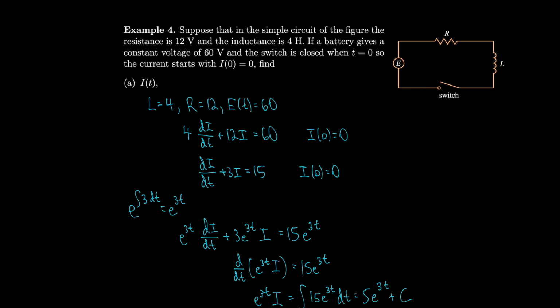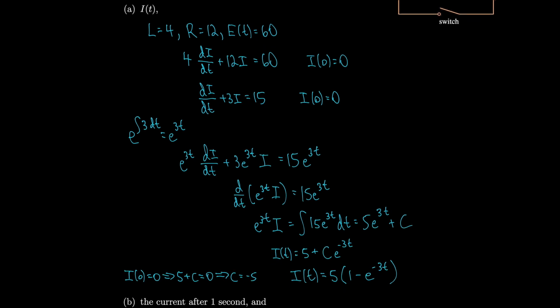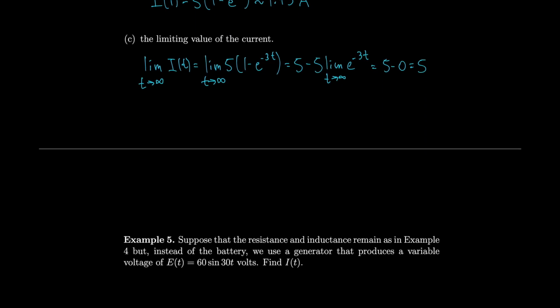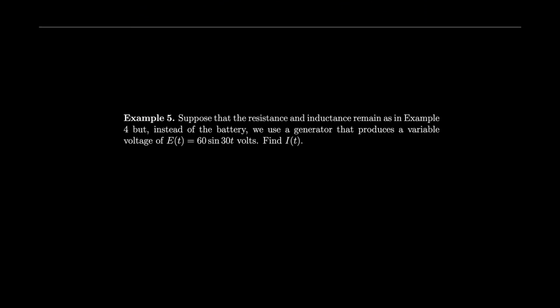What if e of t was actually some other function of t? Suppose there was a generator providing a different voltage, e of t. So suppose the resistance and inductance are the same, but instead of the battery we use a generator, it provides a variable voltage e of t equals 60 sine 30t volts. Let's find I of t now.